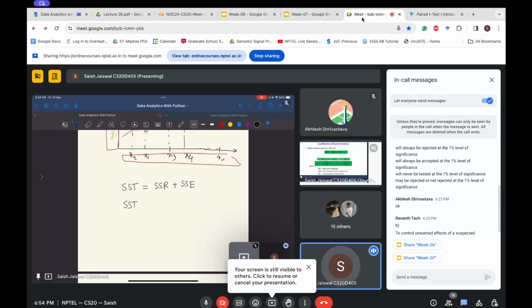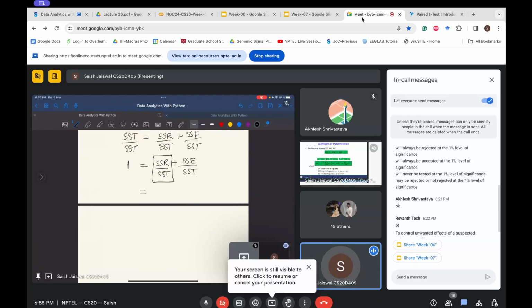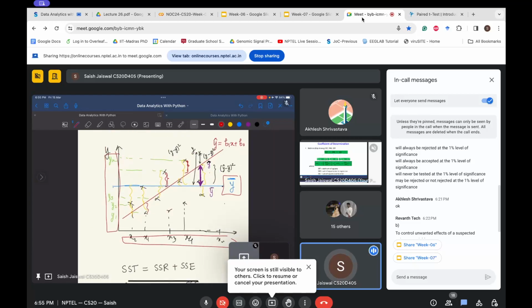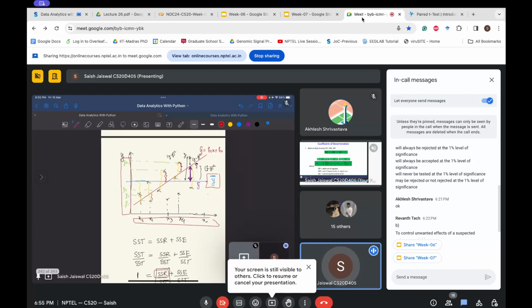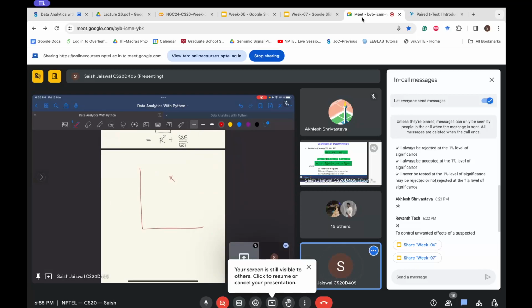Now if you divide by SST, this will be 1, SSR by SST. This particular term SSR by SST is called the coefficient of determination. What does it represent? It says how much of the variance is explained after the introduction of that independent variable with respect to the total variance. So in the naive case, when the independent variable was not there, you had only the y values, so you were predicting everything as y bar. So this was the total error that you were getting.